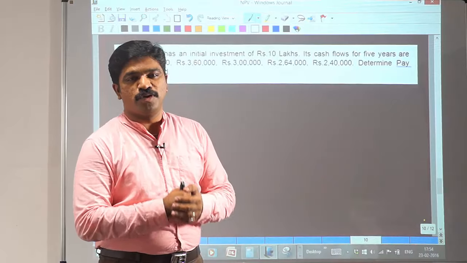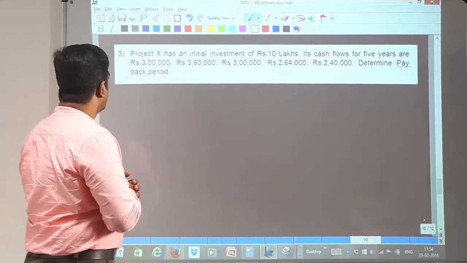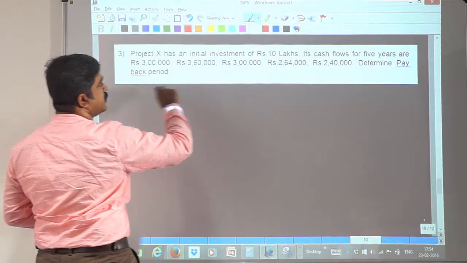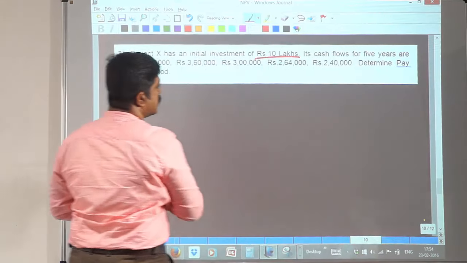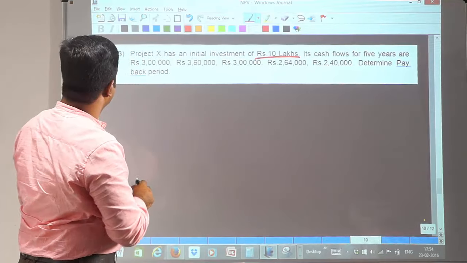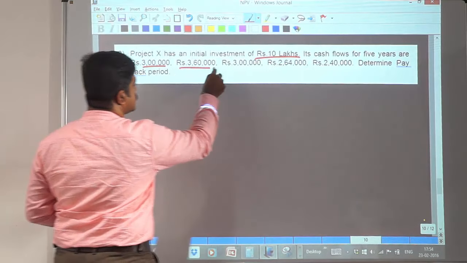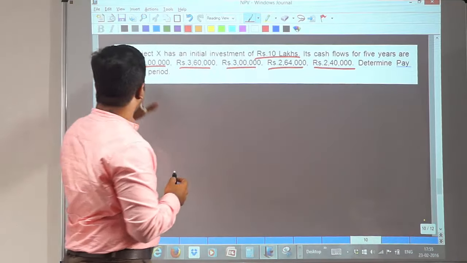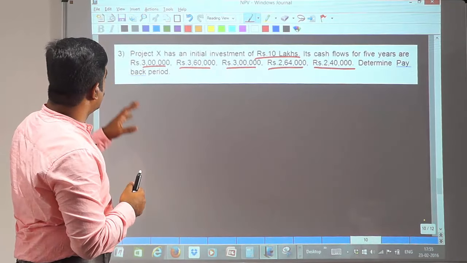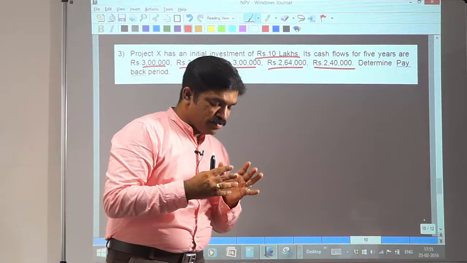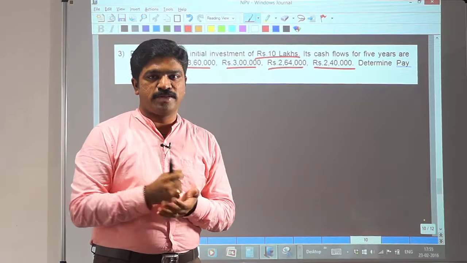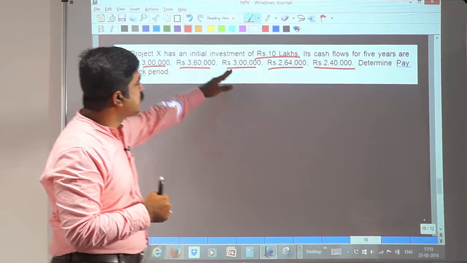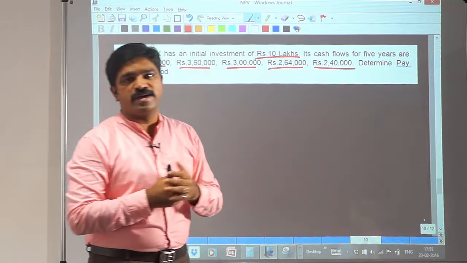Let's take one more case study to understand the payback period. Here you have project X, which has an initial investment of 10 lakhs. Its cash flows for the 5 years are 3 lakh, 3 lakh 60, 3 lakh, 2 lakh 64 and 2 lakh 40,000. You have to determine the payback period. Here you cannot simply find the payback period by applying the formula because you don't have uniform cash flows. Your cash flows are different year after year.